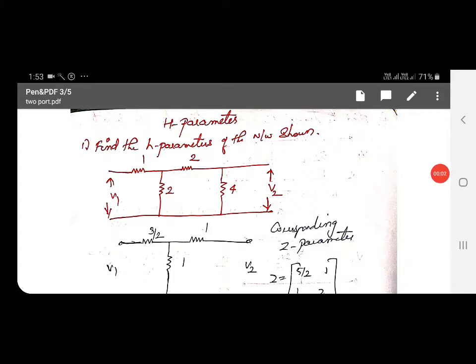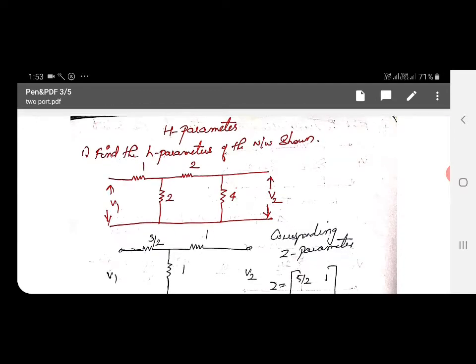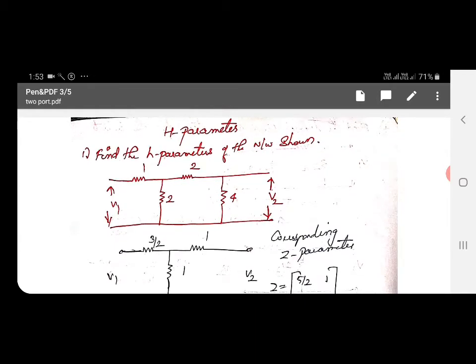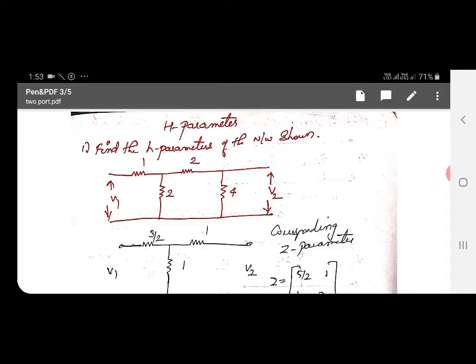Hi friends, in this video we can see about the H parameter, which is the hybrid parameter. In the previous video we saw about ABCD parameters, which are the transmission parameters, and then in the two-port network we saw the basic two-port network formula and the reciprocity table for solving the different parameters. In this video we can see the hybrid parameter.